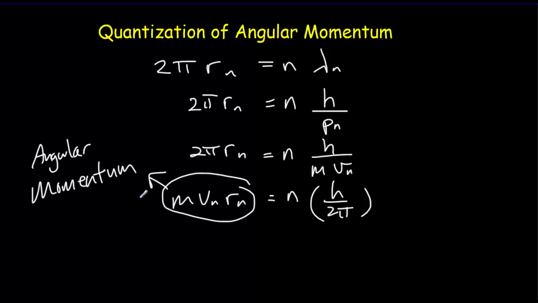The mass times the speed times the radius of a particle in circular motion is equal to its angular momentum. And it's quantized in units of h over 2 pi.